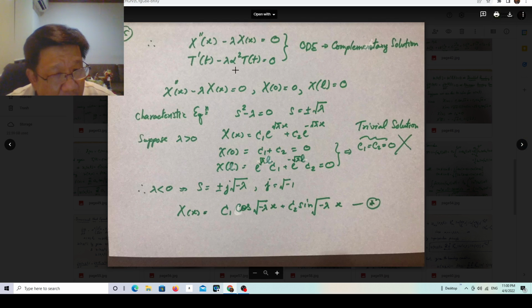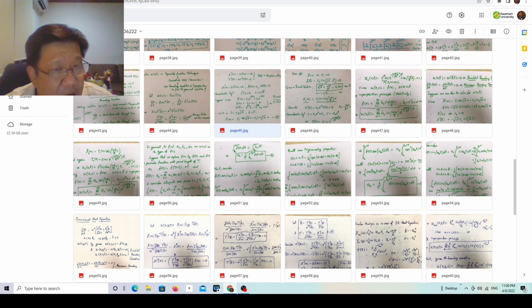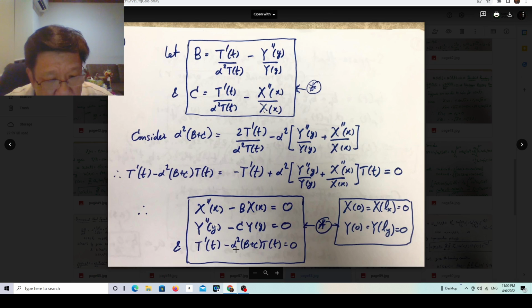You end up having the corresponding differential equation, which has only a complementary solution. The first equation is similar to each other, you just replace lambda by b, and you have a similar equation for y. And for the third equation, you just replace lambda by this term, b plus c.